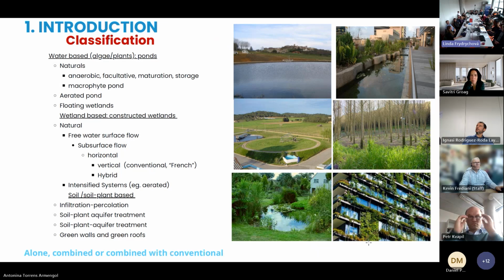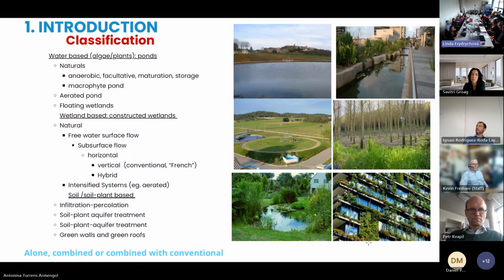Basically, there are a lot of natural systems that reproduce what happens in nature that can remove pollutants, and we can make use of them to treat all types of wastewater, from zoo wastewater to grey water, etc. There are water-based solutions, ponds, and the ones based on the mechanism of natural wetlands, the treatment wetlands or constructed wetlands.